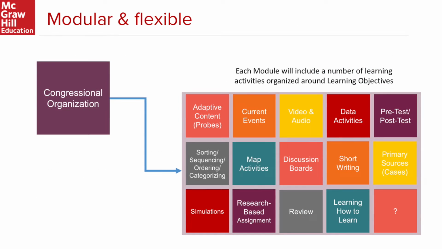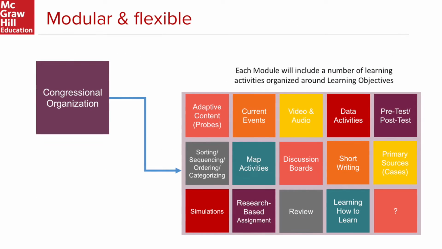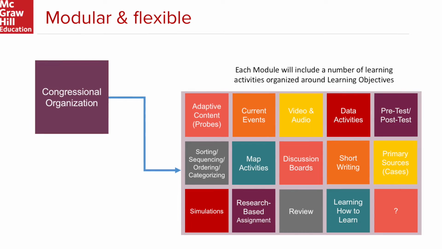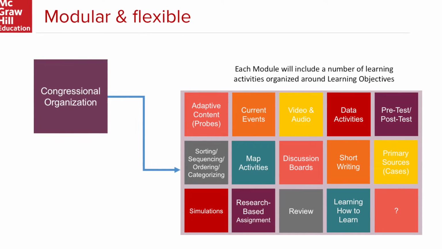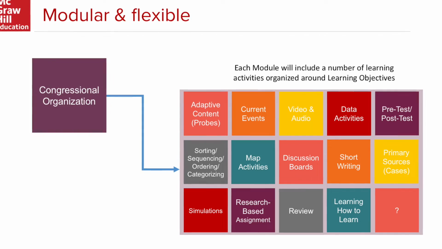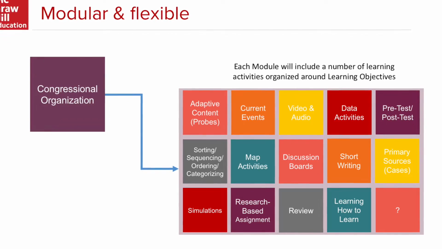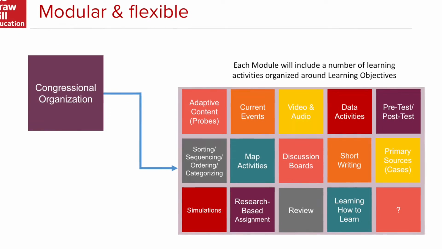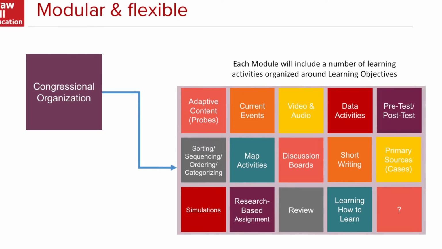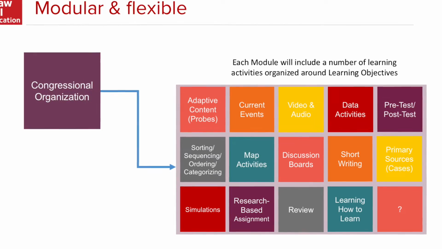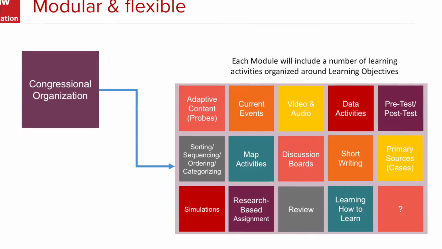Our approach will be more modular and flexible than traditional course materials. Rather than the 16 to 18 rigidly organized chapters found in the traditional book, our approach in this new courseware will be structured around more focused elements, or modules. One part of the study of Congress might be how and why Congress is organized the way it is.